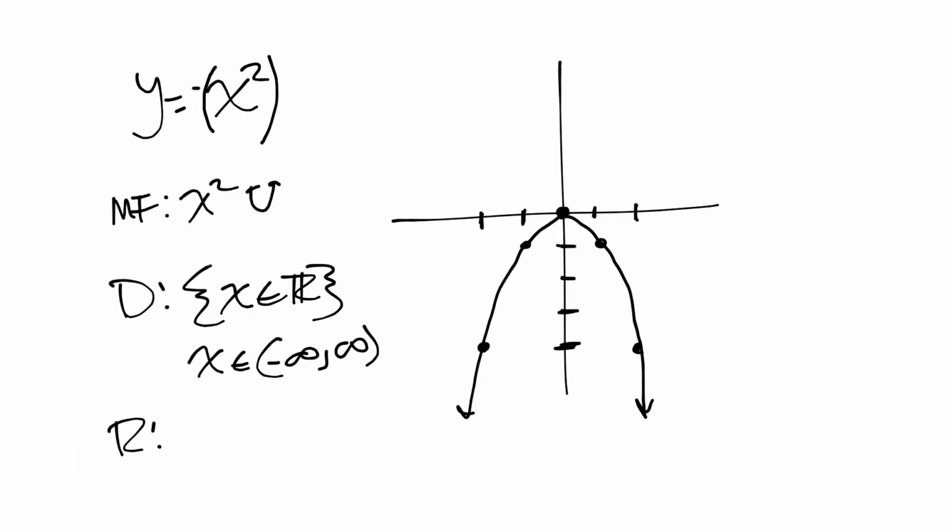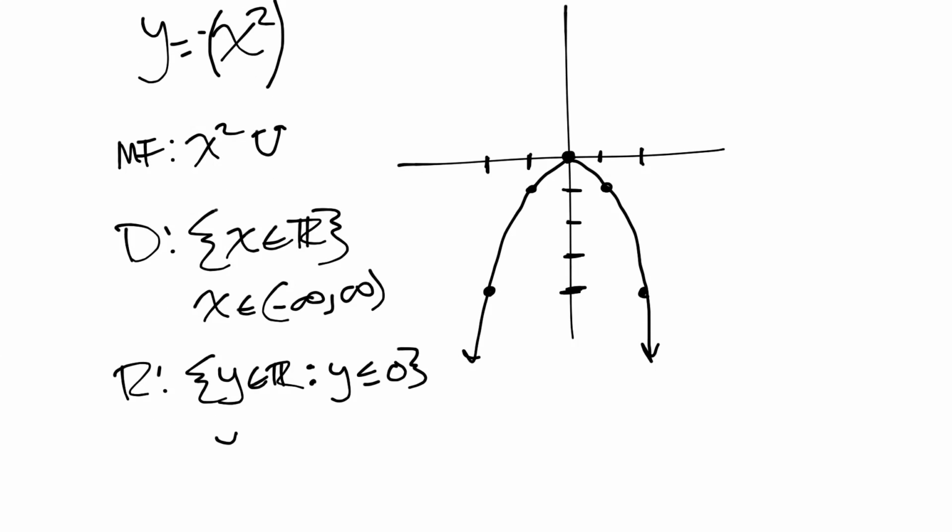What about range? Well, notice our graph is starting at (0, 0), and then it's going down forever. That (0, 0) is the highest point this function ever hits. So my range is going to be all y values that are less than or equal to 0. So if I'm doing set builder notation, my y values are in the set of real numbers such that y is less than or equal to 0. If you're doing interval notation, y is in the interval going from negative infinity all the way up to 0 and including it. And there you have it, y equals negative x squared.